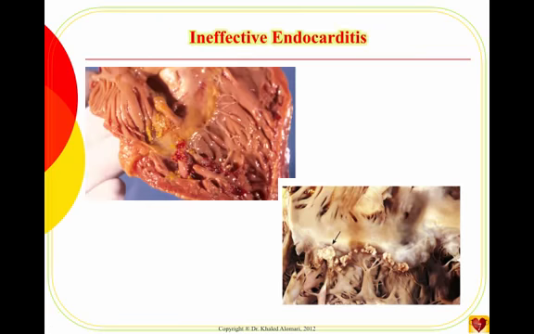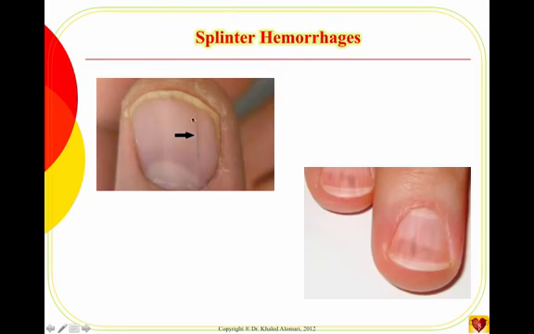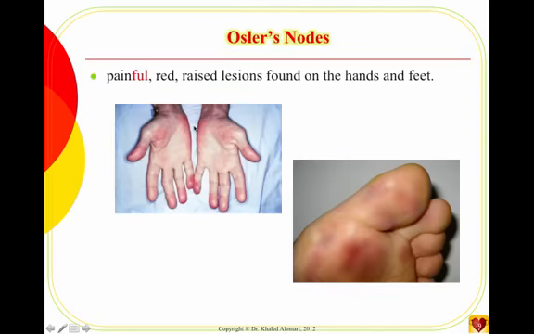So let's see some of the pictures. This is the vegetation, a growth of bacteria, as you can see here. So if these areas break down, they will cause emboli. This is what we call the splinter hemorrhage. Again, this is a hemorrhage as a result of this whole reaction of endocarditis, but also the emboli can go and close the small blood vessels.